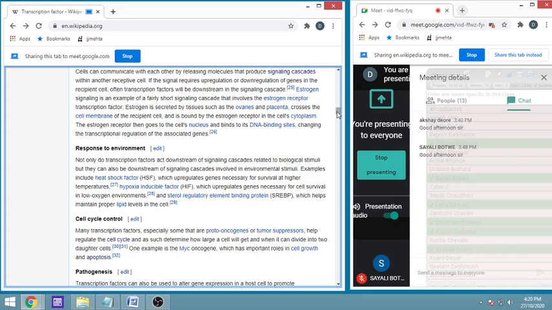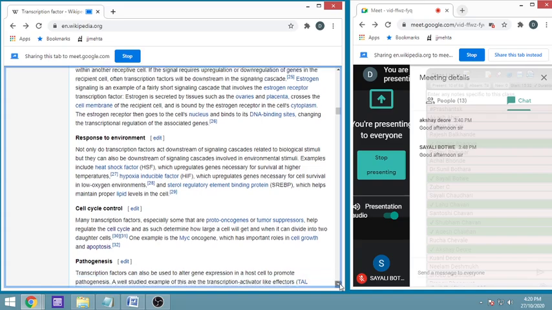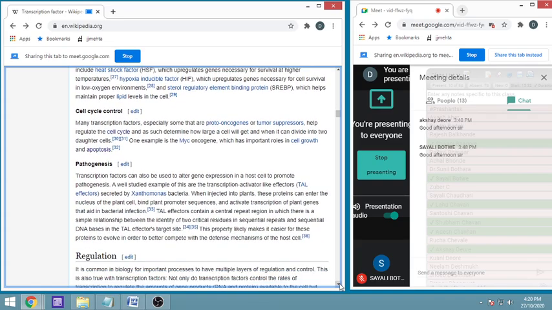Then they play an important role in cell cycle control. They play a role as proto-oncogenes or tumor suppressors, and they regulate the cell cycle, and they determine how large the cell will be and how it can divide into two daughter cells. An example is the MYC oncogene, which has an important role in cell growth and apoptosis. So these are the cell cycle control. We have seen about the cell cycle earlier, and if it is not controlled, then we have seen that it goes to cancer.